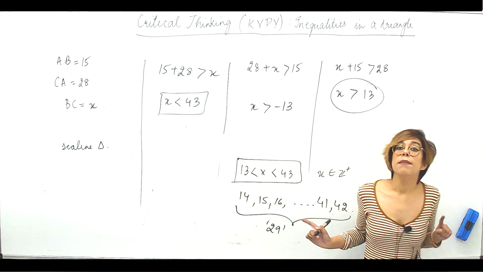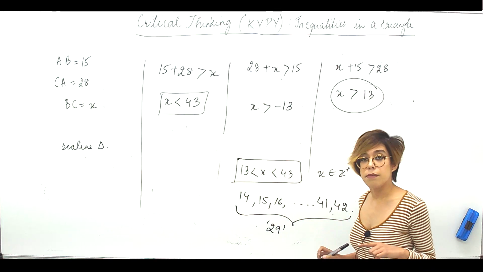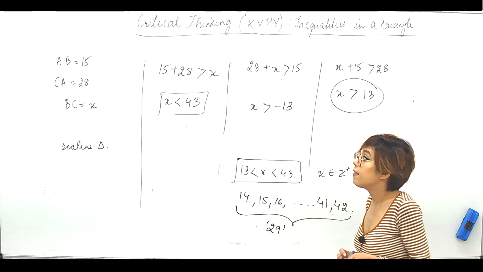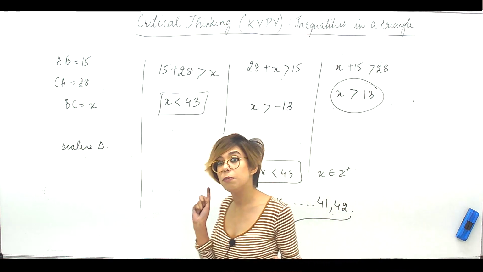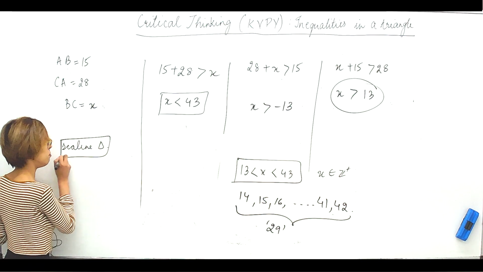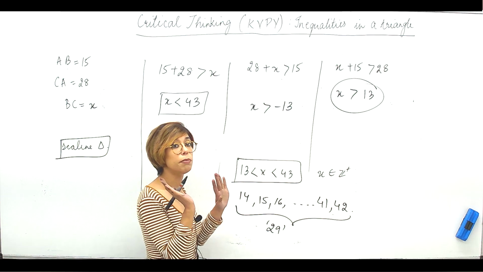Did you write this answer? If you did, very bad. This is not the correct one. Because you lost something. I said be careful. Easy question, but you commit an error. Now, he says scalene triangle. That means all the sides should be of different length.